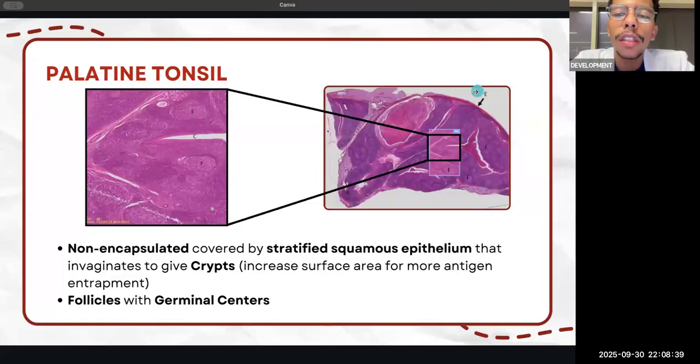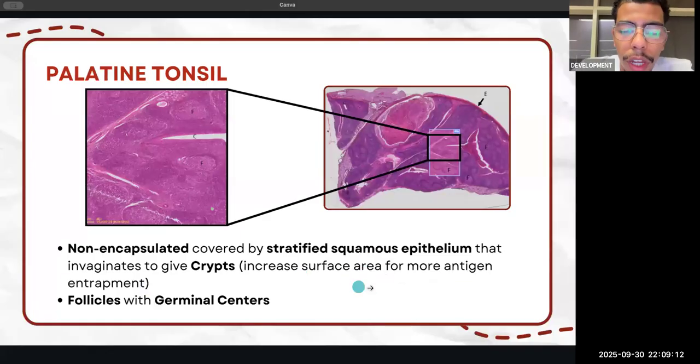However, here it invaginates to give you what? Crypts, not septa or trabeculae. Now, why do we have crypts? These crypts increase the surface area. The palatine tonsil is also a lymphatic organ, so it fights off infection. We need to increase the contact between the palatine tonsil, which has the lymphocytes, and the blood. So they increase surface area for more antigen entrapment. Antigen of what? Of the organism causing the infection, to kill it.